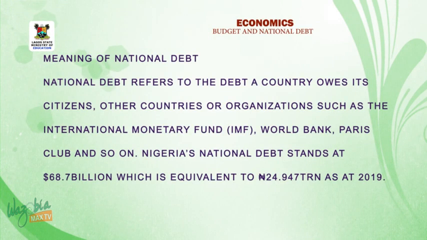National debt refers to the debt a country owes its citizens, other countries or organizations such as the International Monetary Fund, IMF, World Bank, Paris Club, and so on and so forth. Nigeria's national debt stands at $68.7 billion, which is equivalent to 24.947 trillion naira as at 2019.